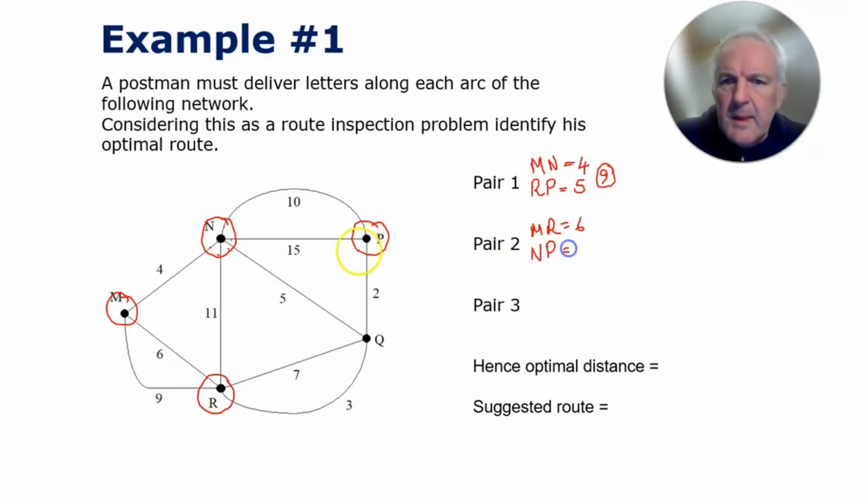N to P. Now N to P, again, tempting to go over there. Actually, I think 5 and 2 make 7. But either way, you still get 13, and 13 is higher than 9. So first pair seems to be my best one.